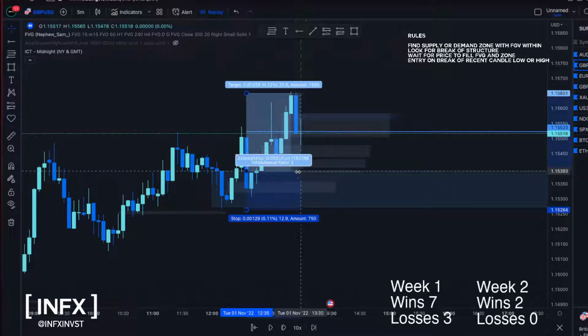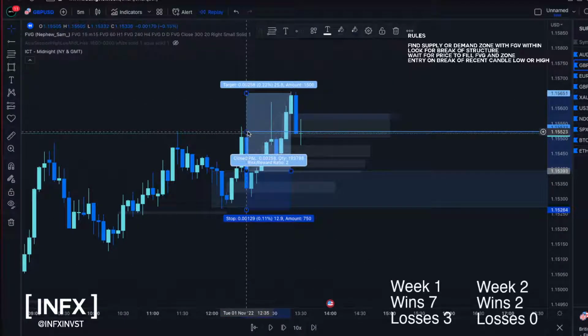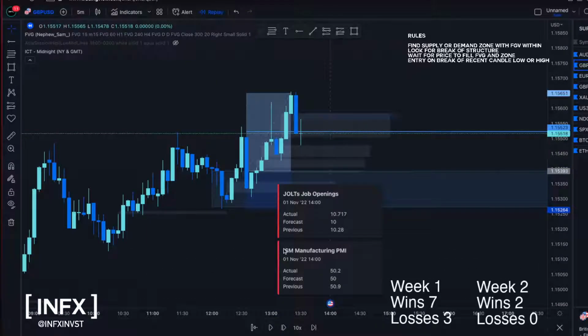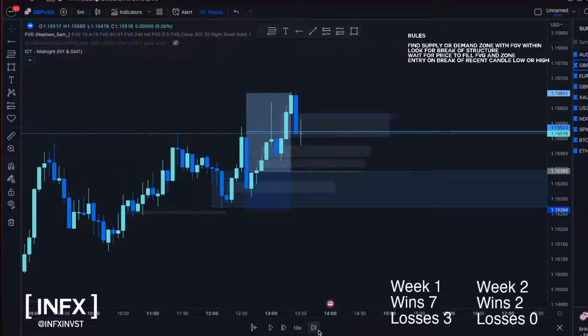So we'll move on. Let's just tidy this up a little bit and see what New York has to offer for us. We do have news today. We've got job openings and manufacturing PMI. Turned out to be positive in both cases. So let's see.